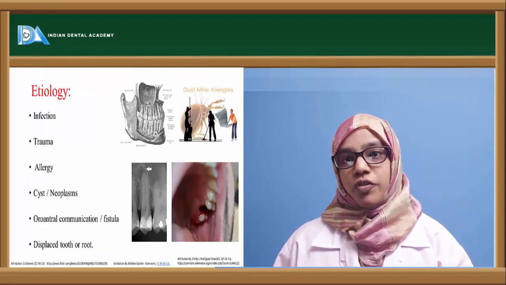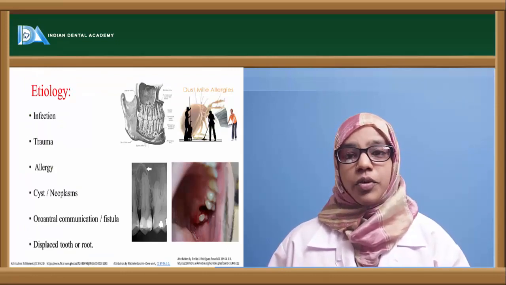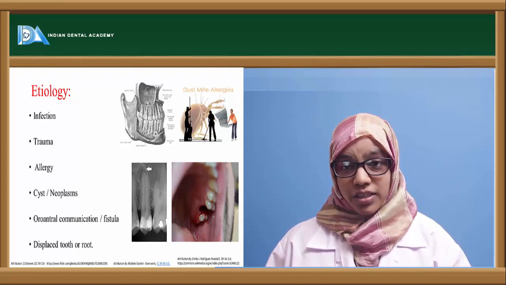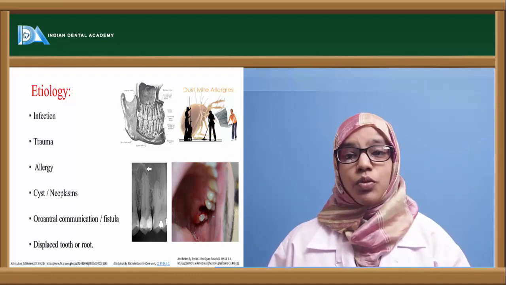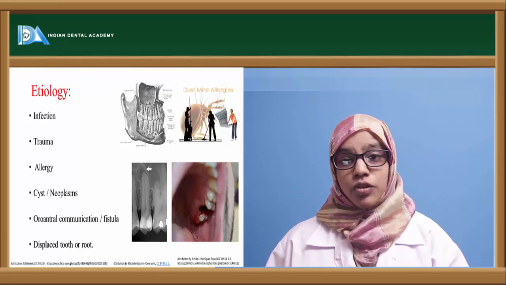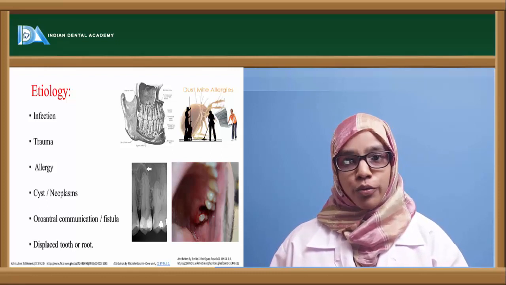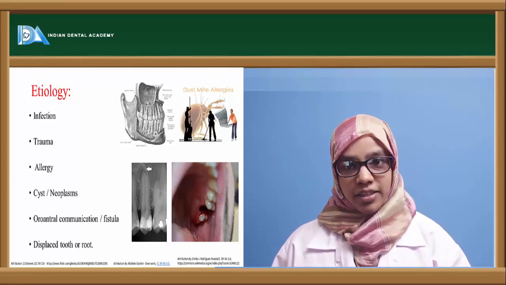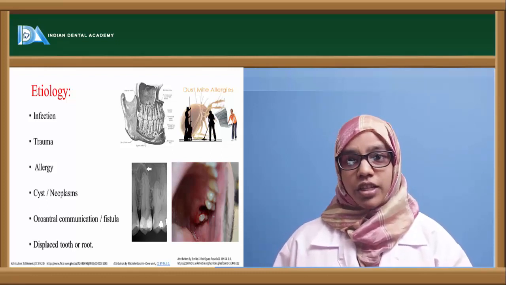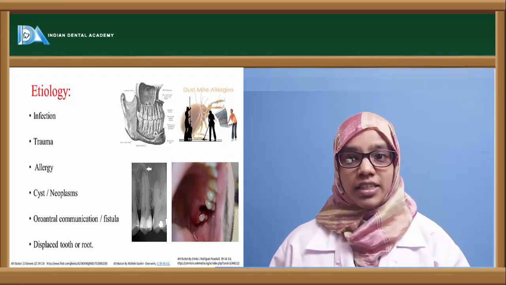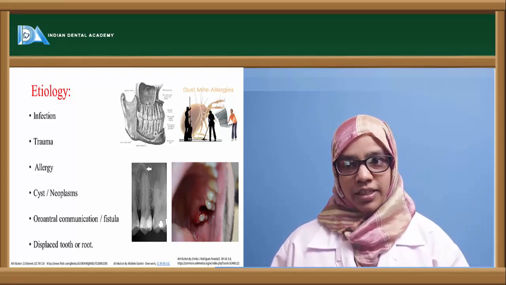What are the etiologies of maxillary sinusitis? It could be because of infection. That is, a carious tooth can result in a periapical infection. The tooth root apices of posterior maxillary teeth, that is the premolars and molars, are very close to the lining of the maxillary sinus. So any kind of infection can move from these teeth into the sinus and result in infection of maxillary sinus.